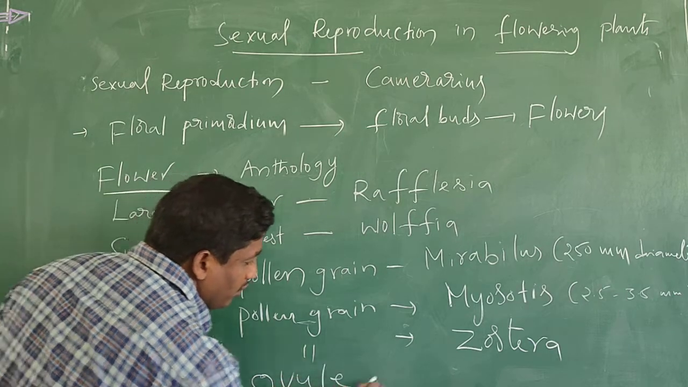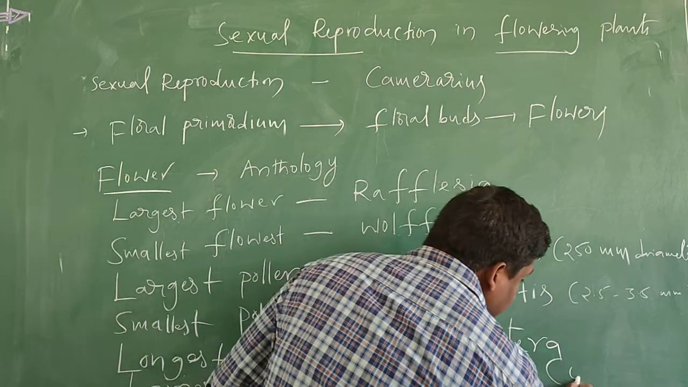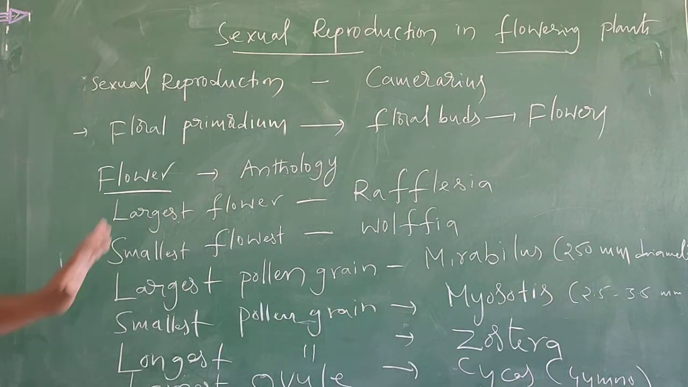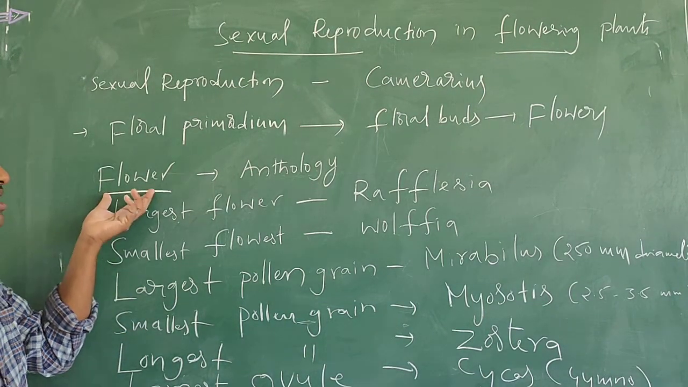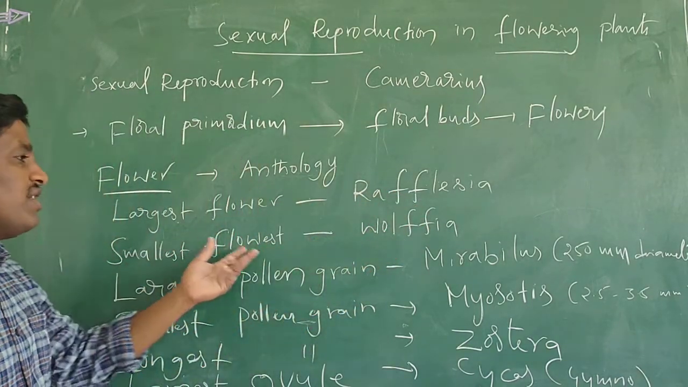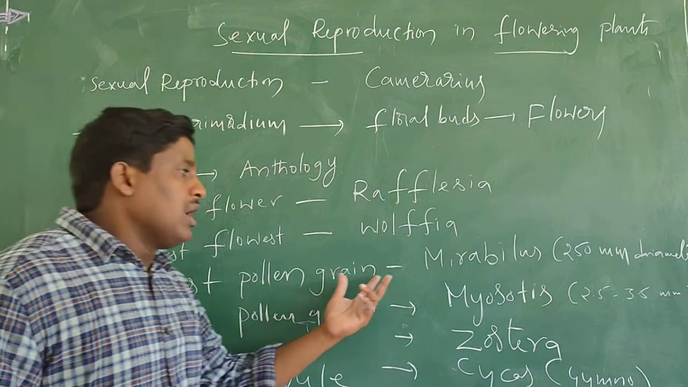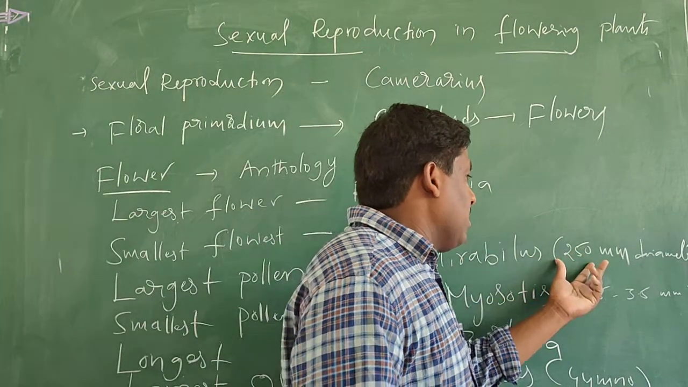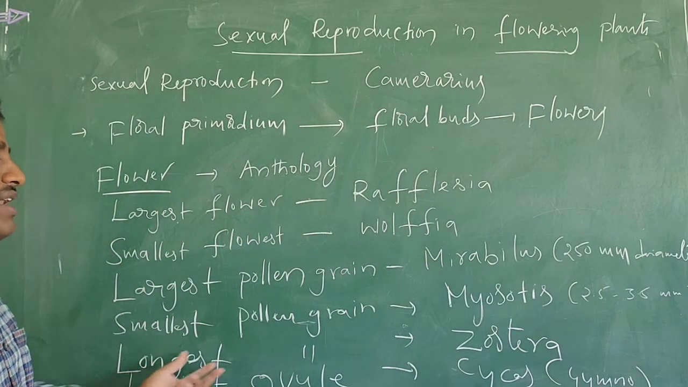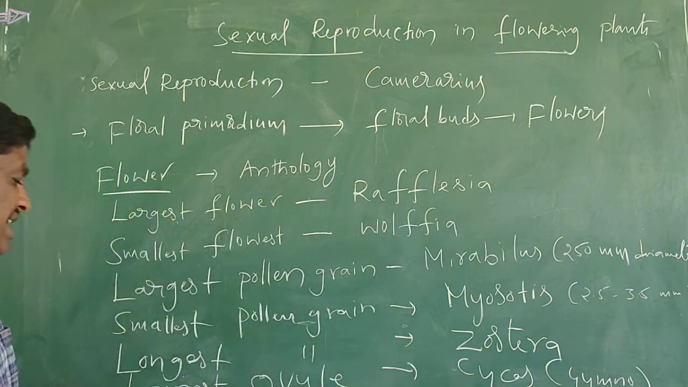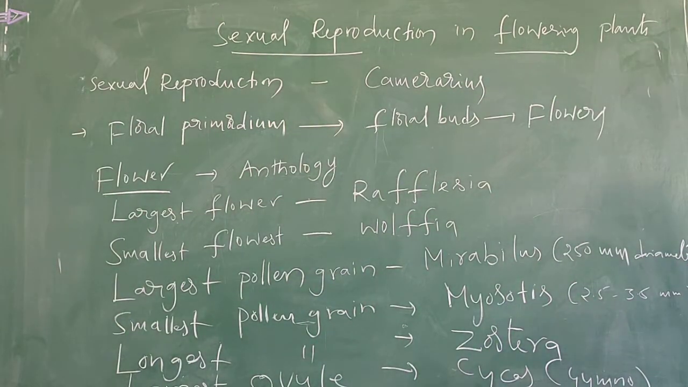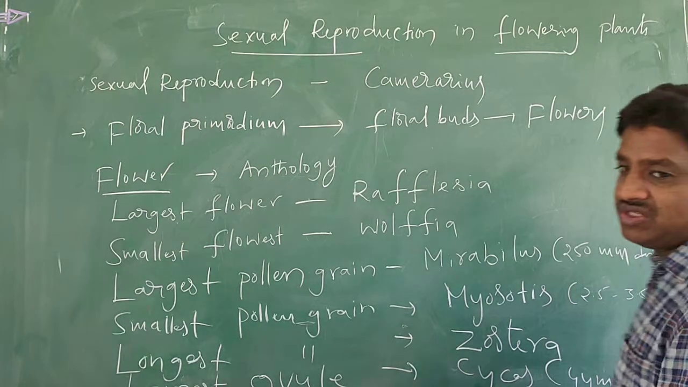The largest ovule we can see in Cycas. The Cycas ovule we can see in the gymnospermic plants. Okay, so the study of flowers we call anthology. The largest flower is Rafflesia, and the smallest flower is Wolffia. The largest pollen grain is Mirabilis jalapa, and the smallest pollen grain is Myosotis, the longest pollen grain is Zostera, and the largest ovule, okay, what is the largest ovule? The largest ovule you can see in the Cycas plant. This belongs to the gymnosperms.